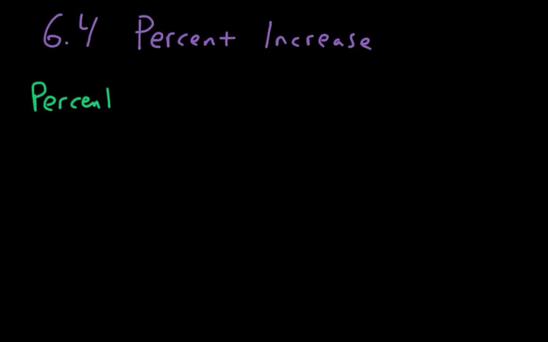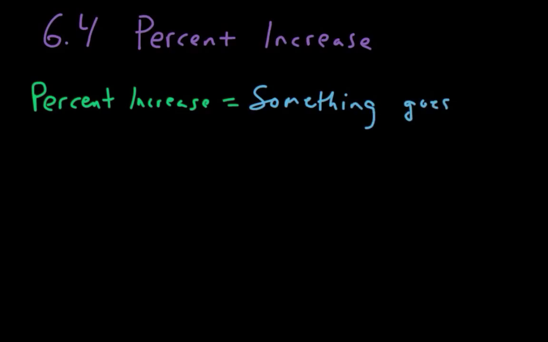The next section, 6.4, relates to what we were doing in the first three sections, so doing this will be kind of a review of some of the earlier stuff. But 6.4 is going to be percent increase. And when you're looking at percent increase, a good example would be something like sales tax. So percent increase, basically what is that? That's when something goes up by a certain percent.